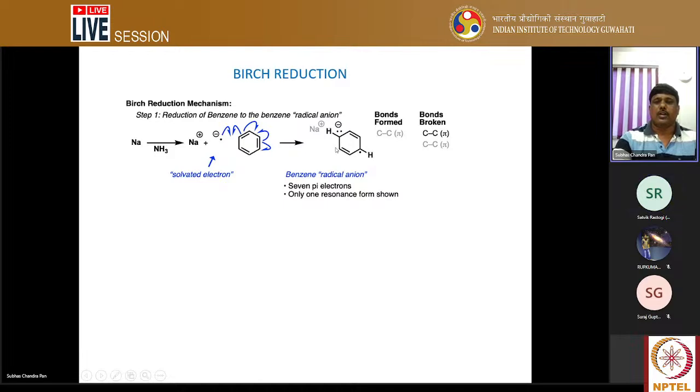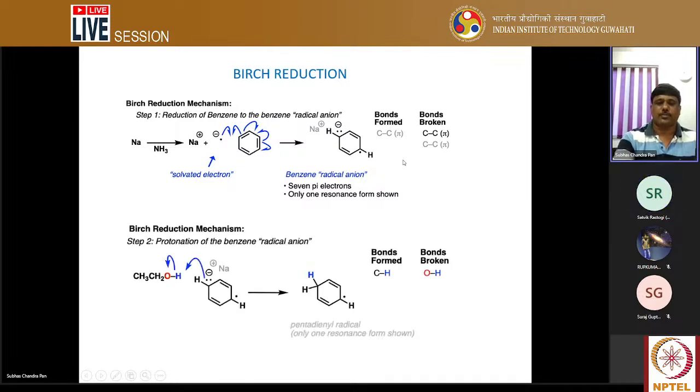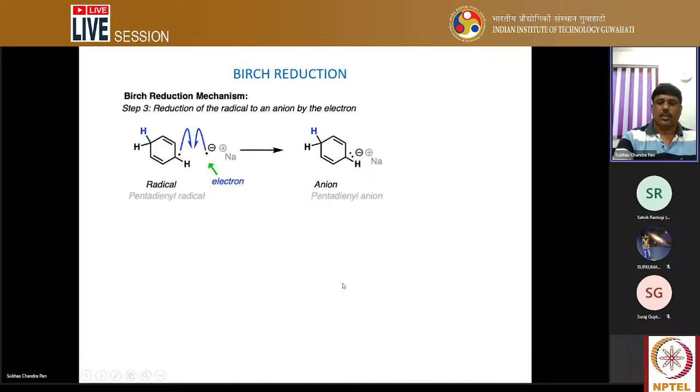One negative charge is formed and the radical, that is called the radical anion, and they stay para to each other. Now in the second step, this anion takes the proton from the alcohol and gets protonated. So this is now called the pentadienyl radical. Now this radical will take another electron from the sodium that is solvated in the liquid ammonia and it goes to the negative charge. So the radical goes to the negative charge, called the pentadienyl anion.